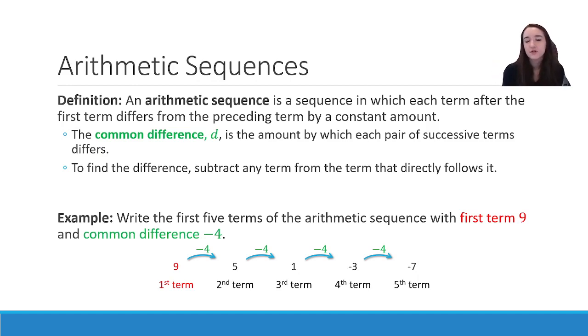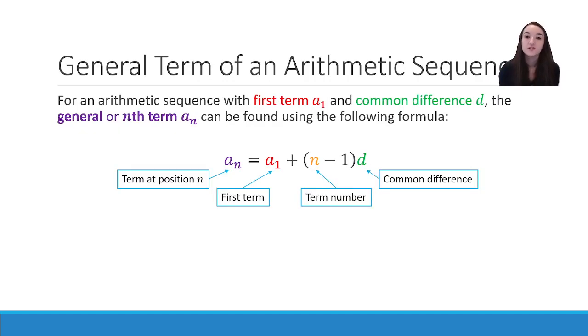Well, what if I want to know what the 50th term was? Do I want to have to keep doing this 50 times before I get there? I mean, I could, but it would take quite a while, right? And so this is where we're going to run into our first of our formulas that, again, will be provided to you on a formula sheet, but you do need to know what each of the variables mean and how to plug into them. So, the general term in an arithmetic sequence.